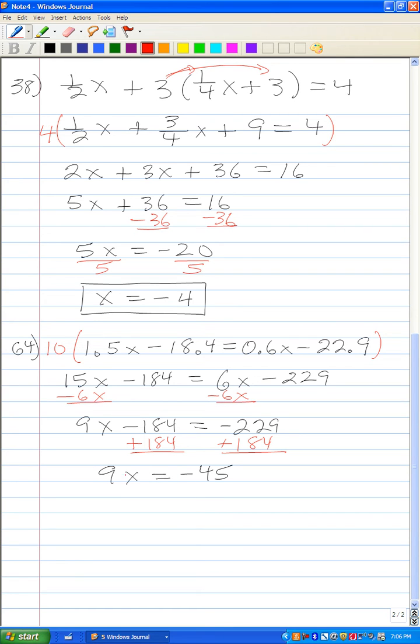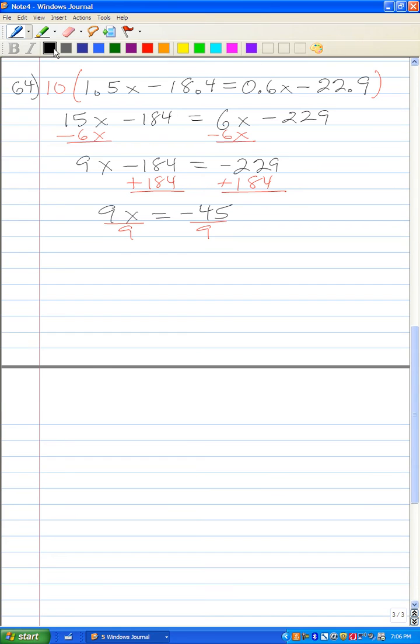Let me divide both sides of my equation by 9. So by the multiplicative property of equality, I have x is equal to negative divided by positive is negative. 45 divided by 9 is 5.